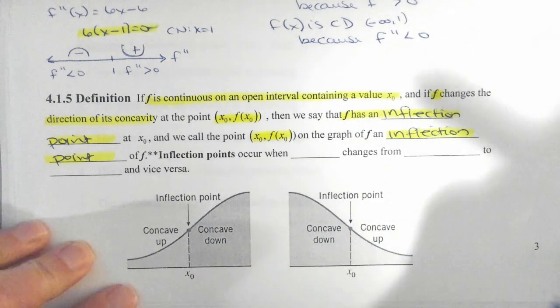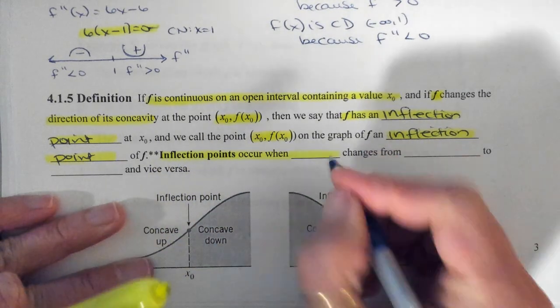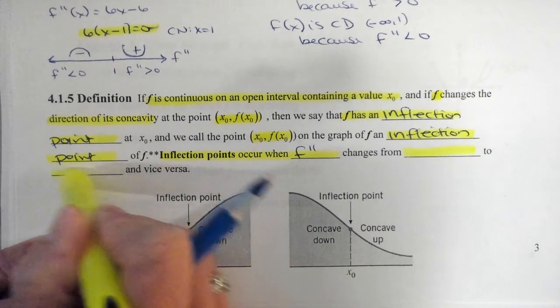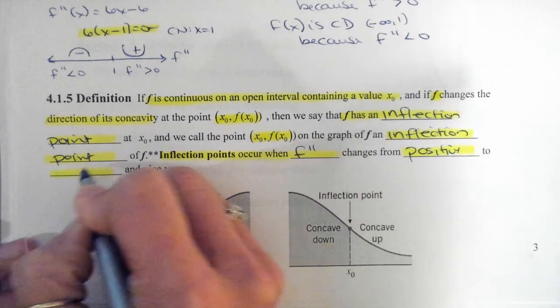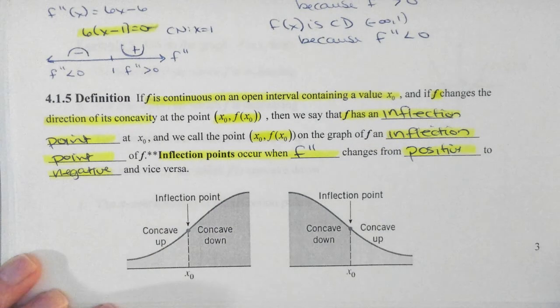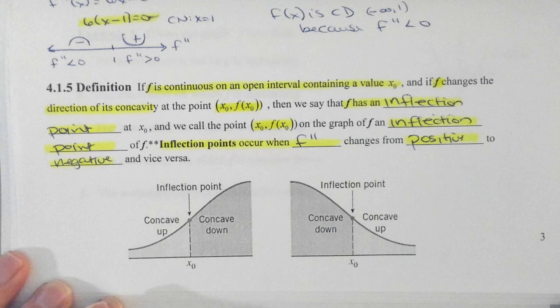All right, so inflection points occur when f double prime changes from positive to negative or negative to positive. Okay, here's the other thing. You want to say the least amount possible. So when you give a justification for either an x-coordinate or an inflection point, you don't want to say f double prime changes from positive to negative and negative to positive. You just say f double prime changes signs, period.